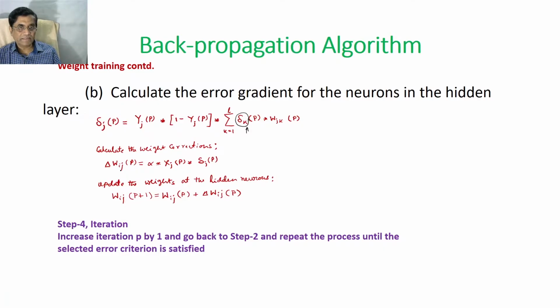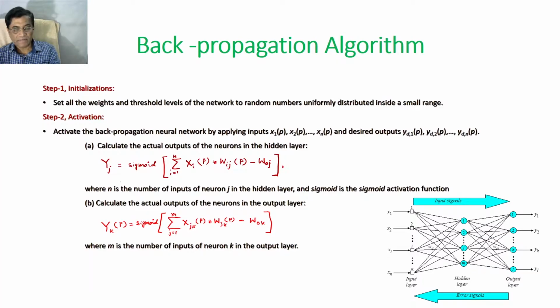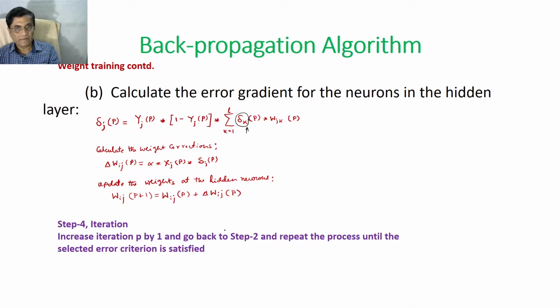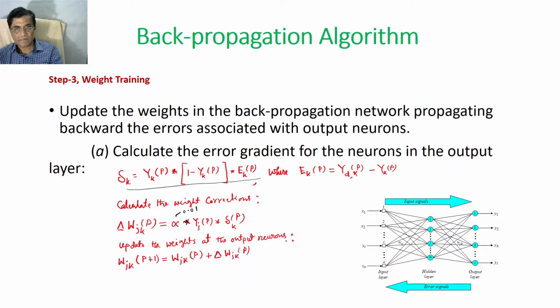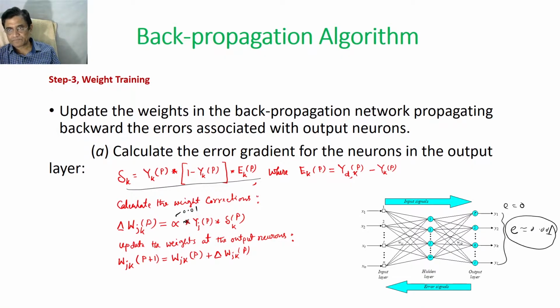So calculate the weight correction, and then the iteration will continue epoch by epoch. Increase p by 1 and go to step 2, that is activation again, and repeat the process. How long? Till the error is not equal to, say, 0.001. I will have to give a threshold, because the error will never be exactly 0, right? So you need to have a stopping criterion for the iteration.